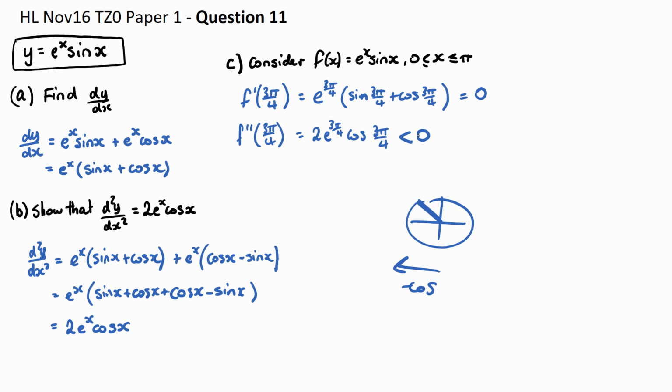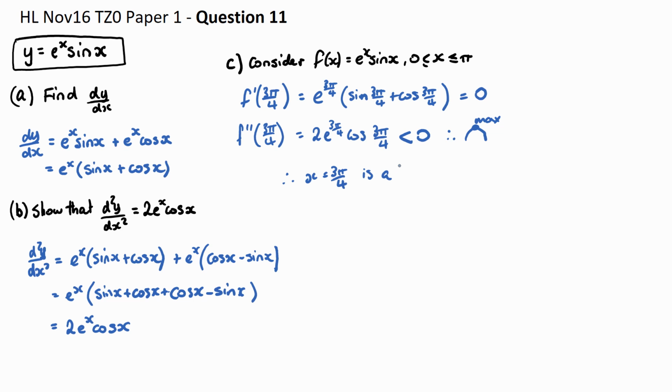Now, if our double derivative comes out as a negative number, it has a negative curvature, which will be like this. It will be somewhere here, and this is a max. So it's a turning point, and it's part of a negative curvature. Therefore, x equals 3 pi on 4 is a local max. Okay, that's the answer to part C.